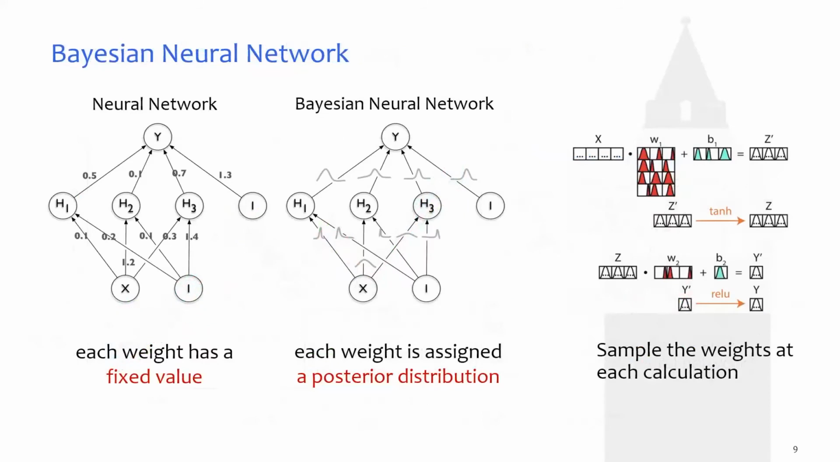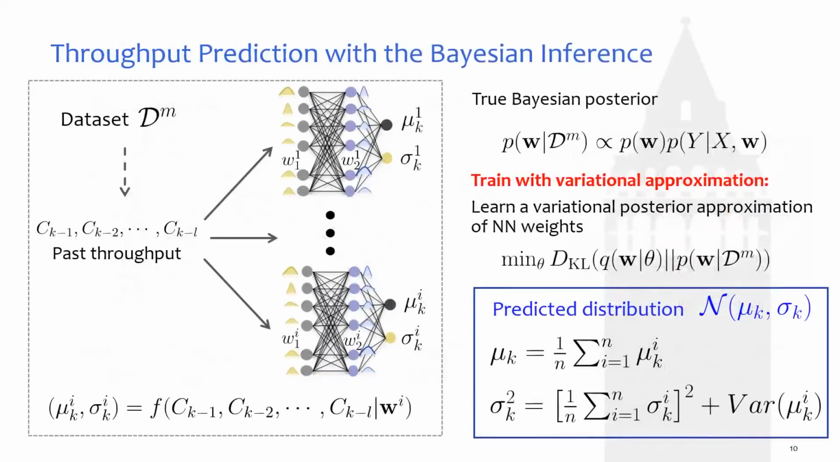The main difference between the normal neural network and the Bayesian neural network is that in the normal neural network, the weights are all fixed values, while the weights of the BNN are all sampled from a learned probability distribution. We call it the posterior distribution. The stochasticity of weights enables the BNN-based predictor to be aware of the epistemic uncertainty. Therefore, we can predict the future throughput by using the BNN-based predictor.